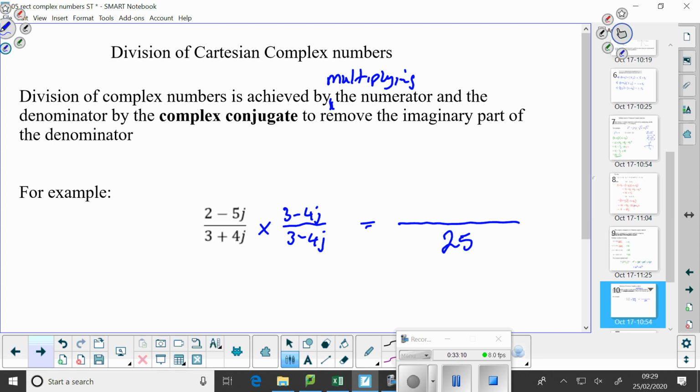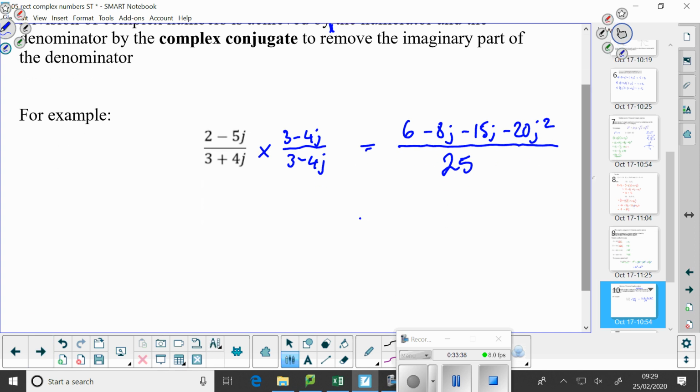Alright, and then the top line is 2 times 3, 6, 2 times minus 4 is minus 8j, minus 5 times 3, minus 15j, and minus 5 times minus 4 is minus 20j squared. And then we can go down the route of simplifying that top line. We know what it does. J squared changes this sign to a plus. So that's 26.